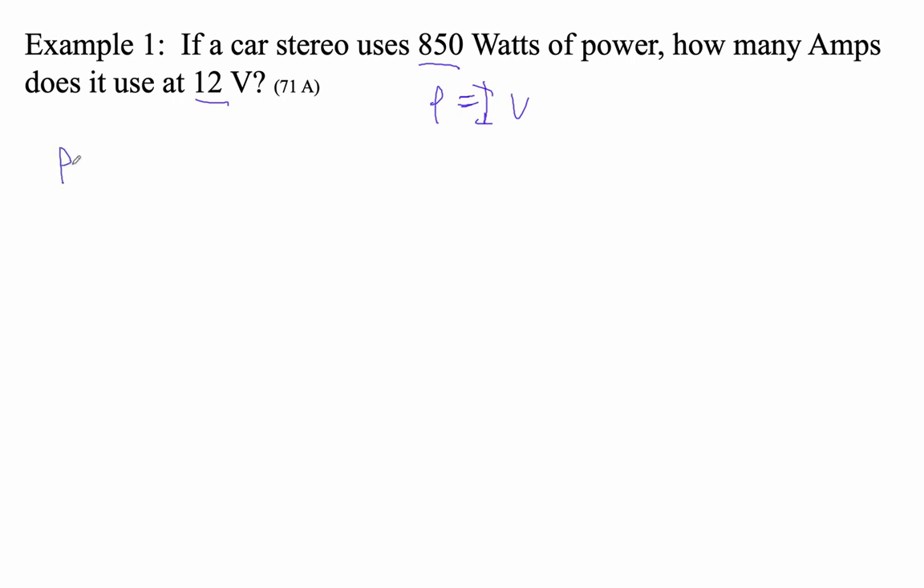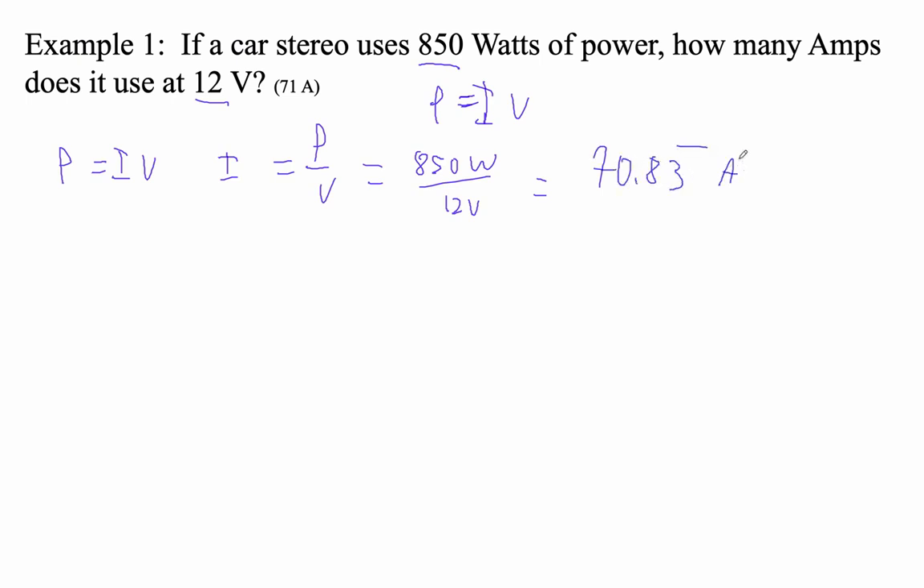So P is IV, therefore I is P over V, which is 850 watts divided by 12 volts. That's 70.83 amps. The interesting thing is that an alternator can only put out about 50 amps of current.